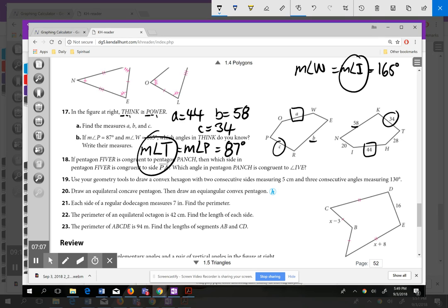Okay. And finally, 21 through 22. So each side of a regular dodecagon measures 7 inches. Find the perimeter. If you look it up in the table, the dodecagon is a 12-sided polygon. And since it is regular, that means all the sides are the same length. So 12 times 7 is the total distance around the polygon, which is going to be 84 inches.